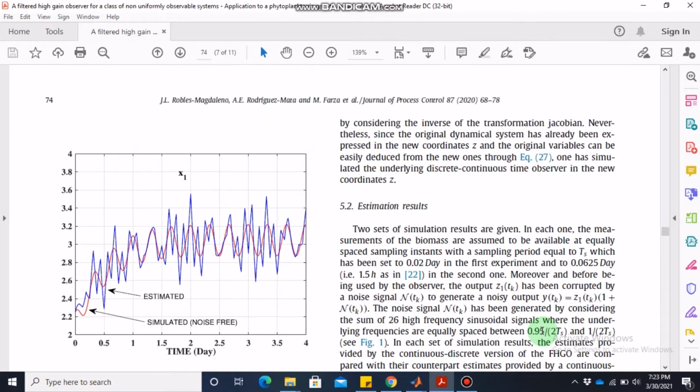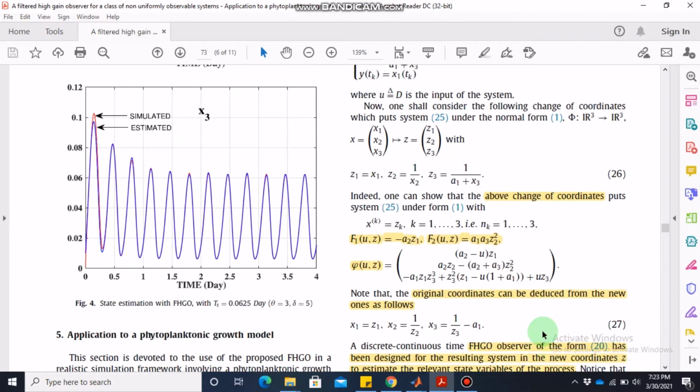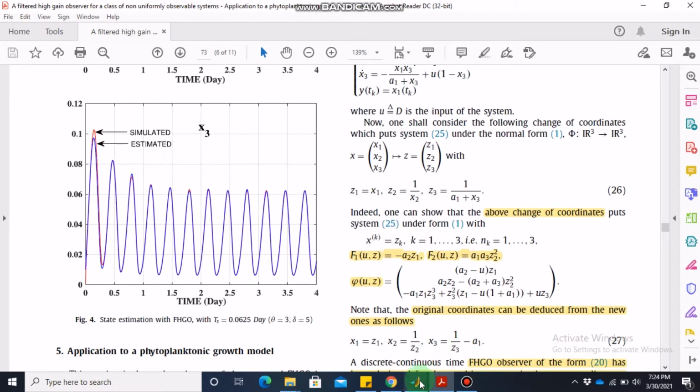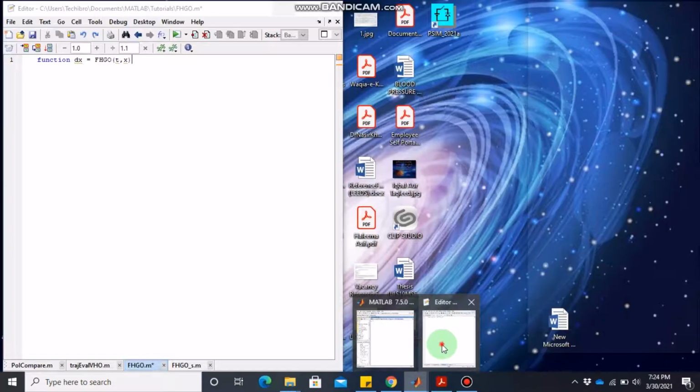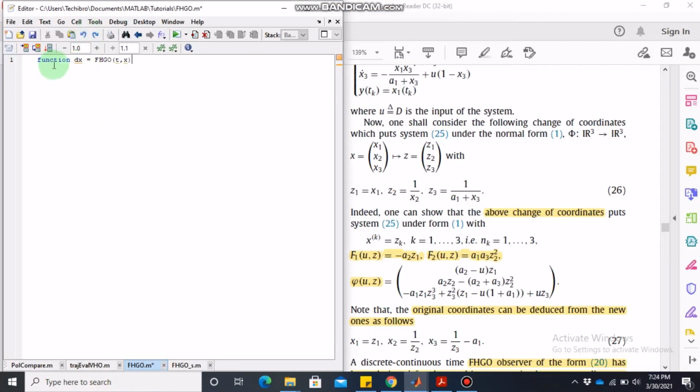Okay, so without further ado, we start looking at the MATLAB code regarding this example, this phytoplanktonic system, a growth model. So we have to create a MATLAB function for implementation of the dynamical equations of motion. So what we do here is that first of all we define z to be x1, x2, x3. So the first three state variables in our code will be z1, z2 and z3. So I have defined the z vector in my code.